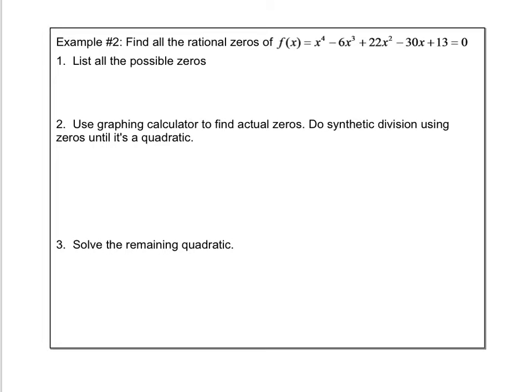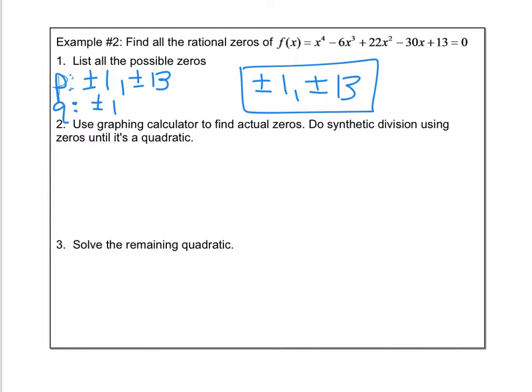First thing we're going to do is still list out the possible zeros. Factors of p. What are the factors for p? Plus or minus 1 and plus or minus 13. That's it. And factors for q. 1. Plus or minus 1. So we just get plus or minus 1, plus or minus 13. Those are our possible answers.